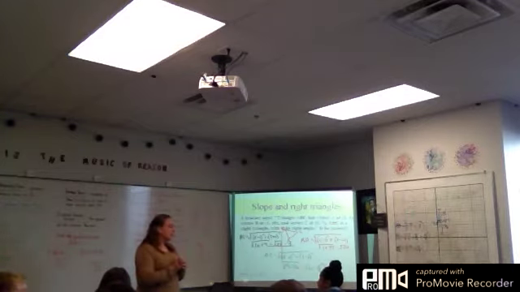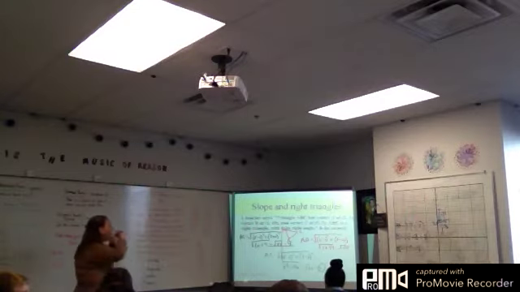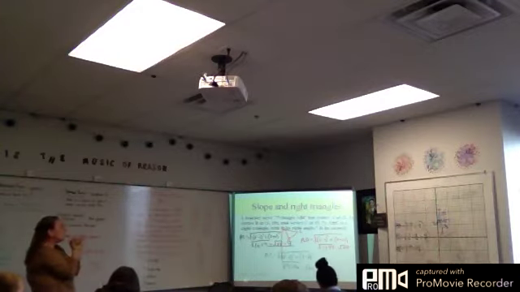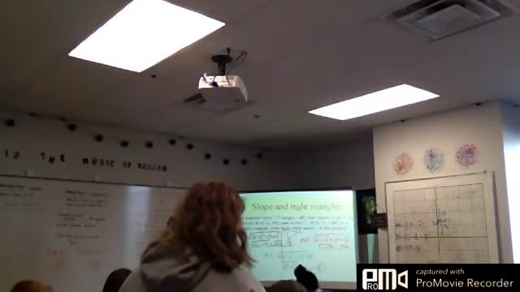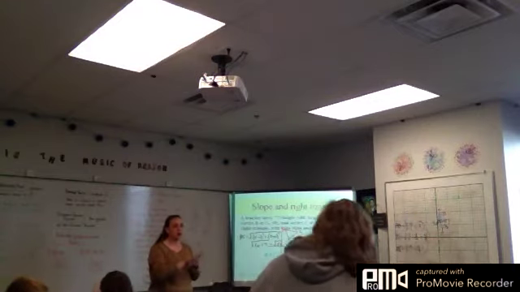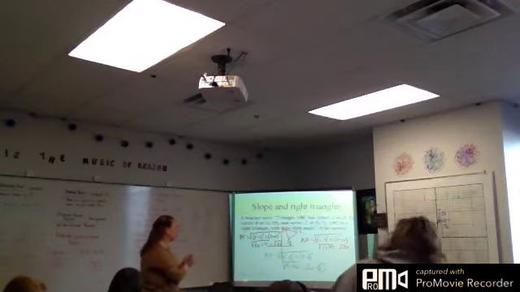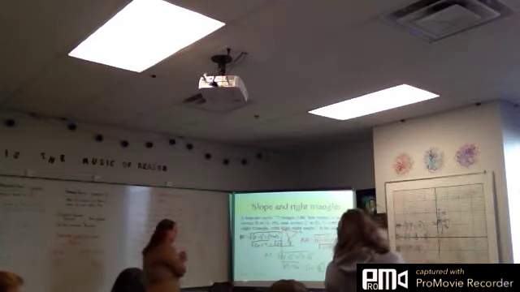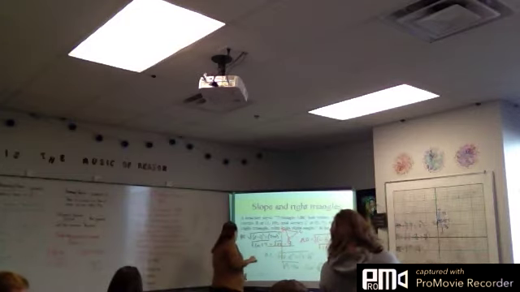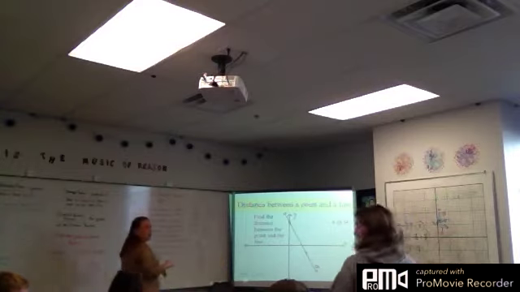Can I just take a picture of that? Yeah. So when you're trying to prove a certain angle is the right angle, find the slopes of those two lines, and if they're opposite reciprocals of each other, then yes, they are perpendicular because they made a right angle. Does that make sense? Okay. Awesome.